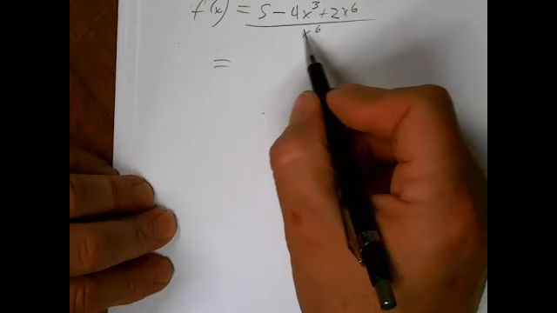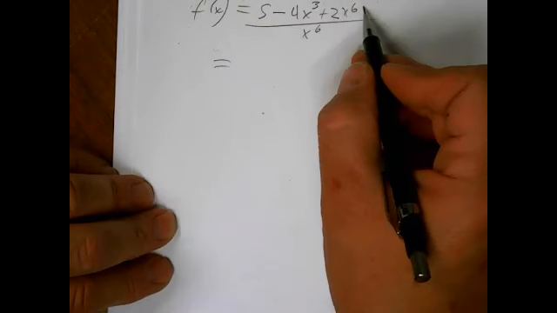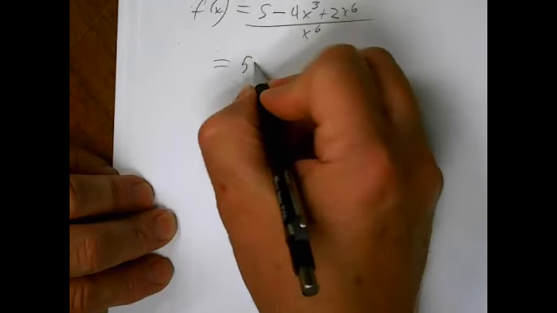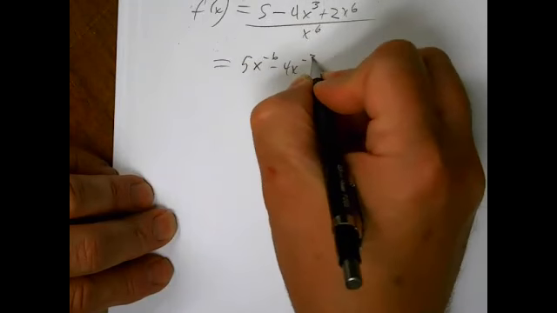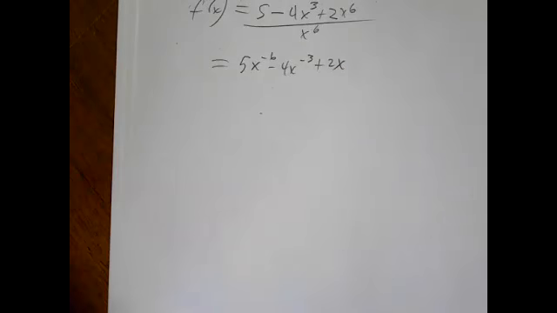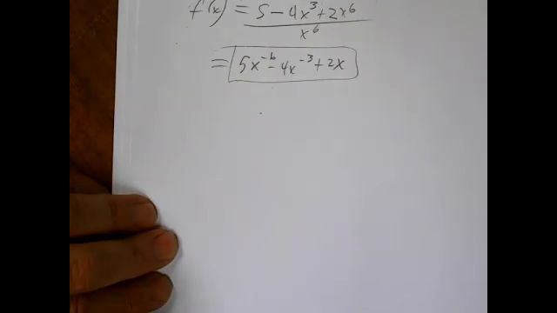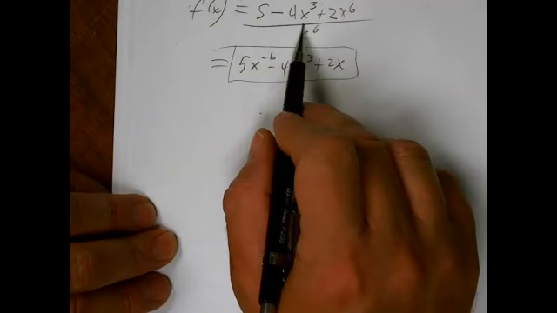I'm going to have to bring the x to the 6th up as an x to the negative 6th, and distribute it. In other words, this will become 5x to the negative 6 minus 4x to the negative 3 plus a 2x. I just brought that 6 power up, and that's what I got. This I can work with. All right, this I can find the antiderivative of. That, no way, can't do it.